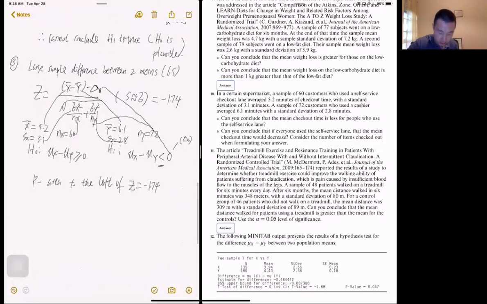So the p-value is 0.0409, which is less than alpha of 5%. So we can conclude H1 is true. You just repeat what the question is asking. So we can conclude that the mean checkout time is less for people who use self-service. Basically, H1 is true.